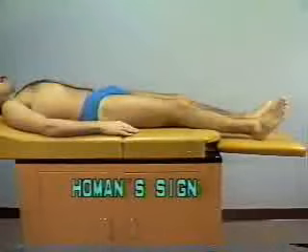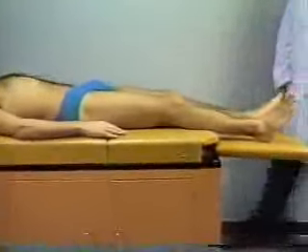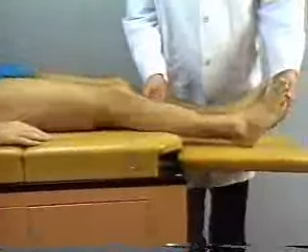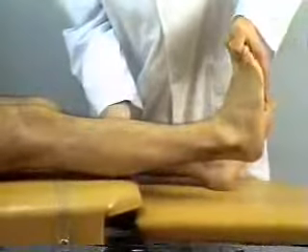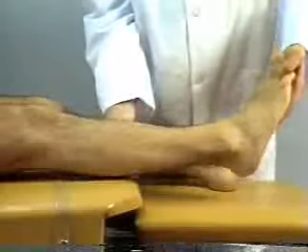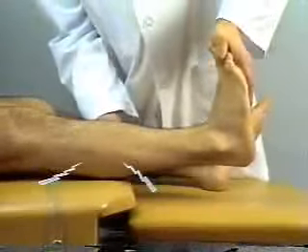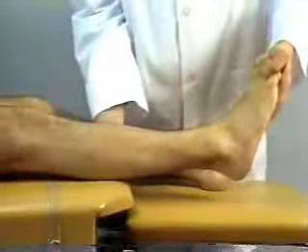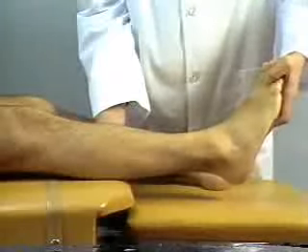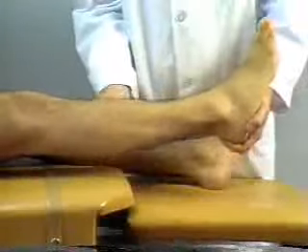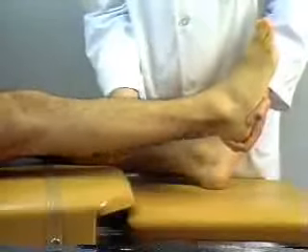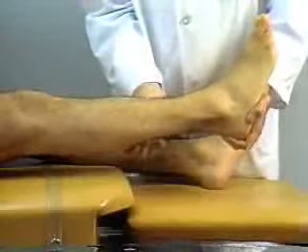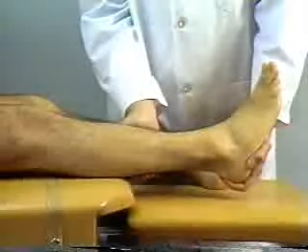Homans' sign. Homans' sign is a test for deep vein thrombophlebitis. The patient lies supine with the leg extended and the foot and ankle are forcibly dorsiflexed. Pain elicited in the calf region in response to this test indicates a positive Homans' sign. This sign is certainly not pathognomonic and must be correlated with other physical findings suggestive of deep vein thrombosis.